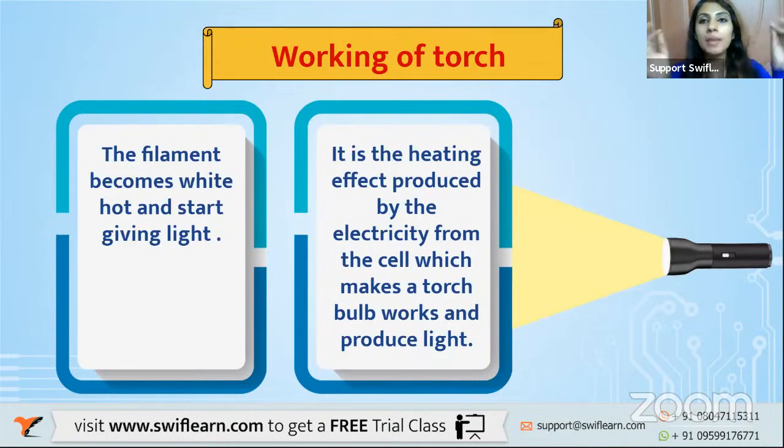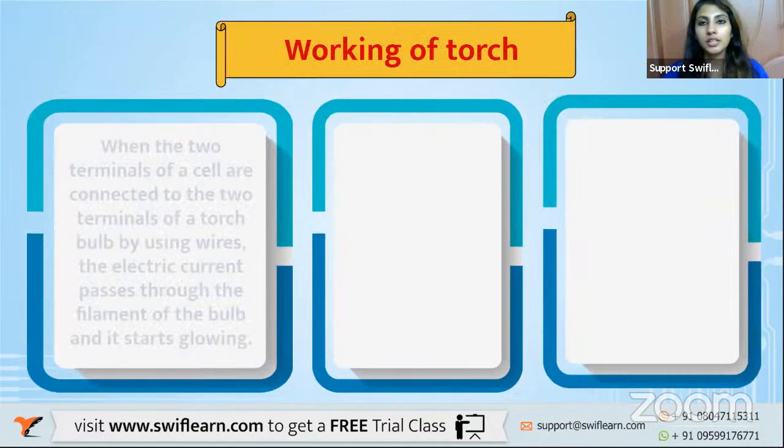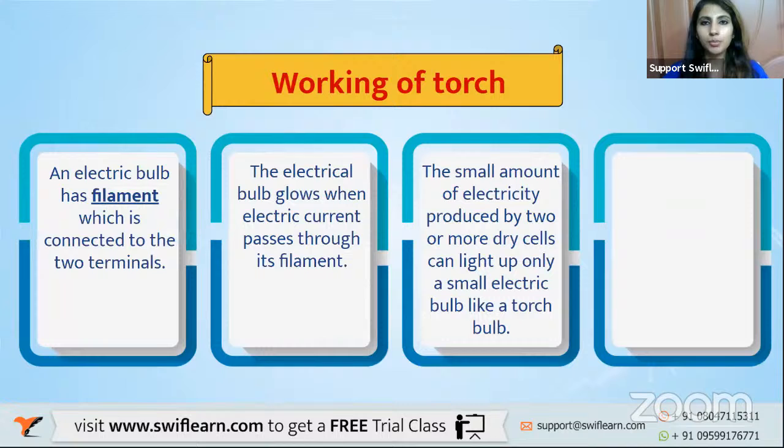Now the main important point that you should always remember in the working of a torch is that it mainly happens on the heating principle. Why? Because the filament gets heated up, becomes hot and white, and then starts giving light. So the heating effect produced by the electricity from the cell makes the torch bulb work and produce light. This is exactly how the working of a torch happens. Understood, children? I hope this is clear for you.